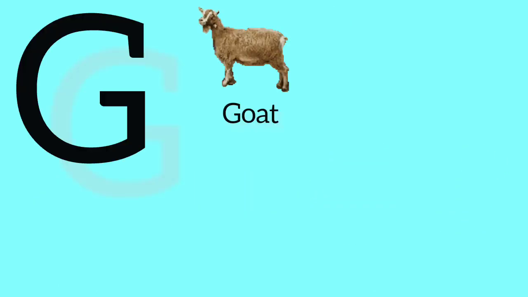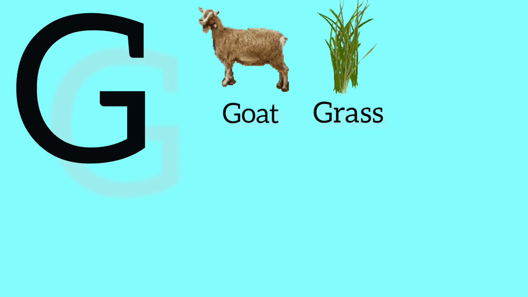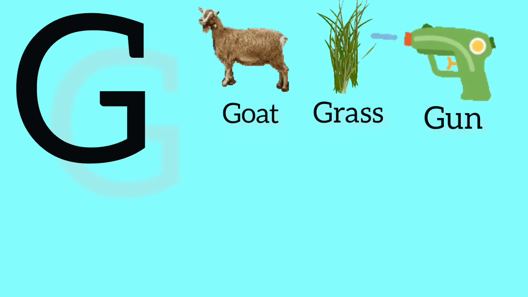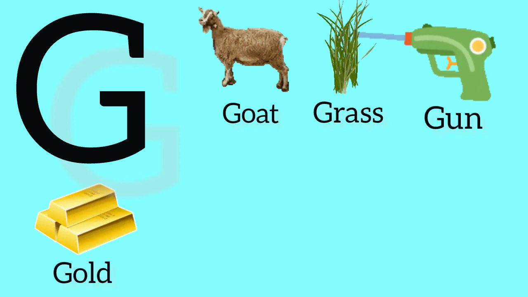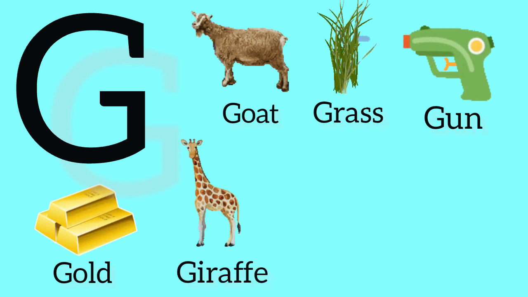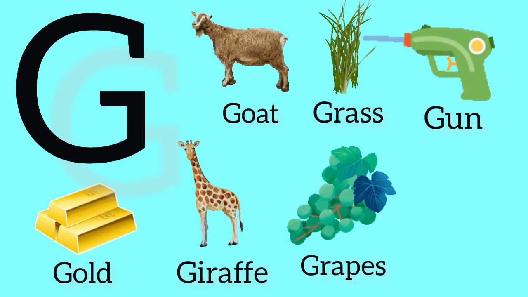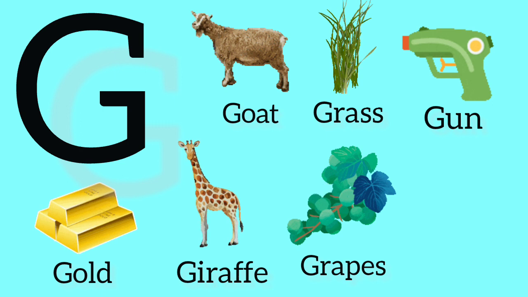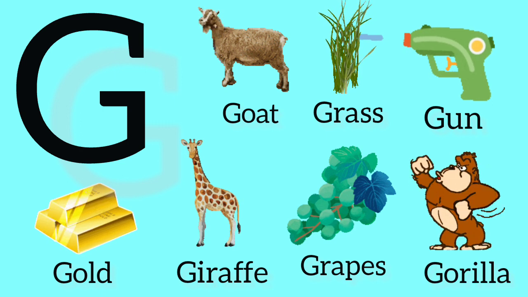G is for goat. G is for grass. G is for gun. G is for gold. G is for giraffe. G is for grapes. G is for gorilla.